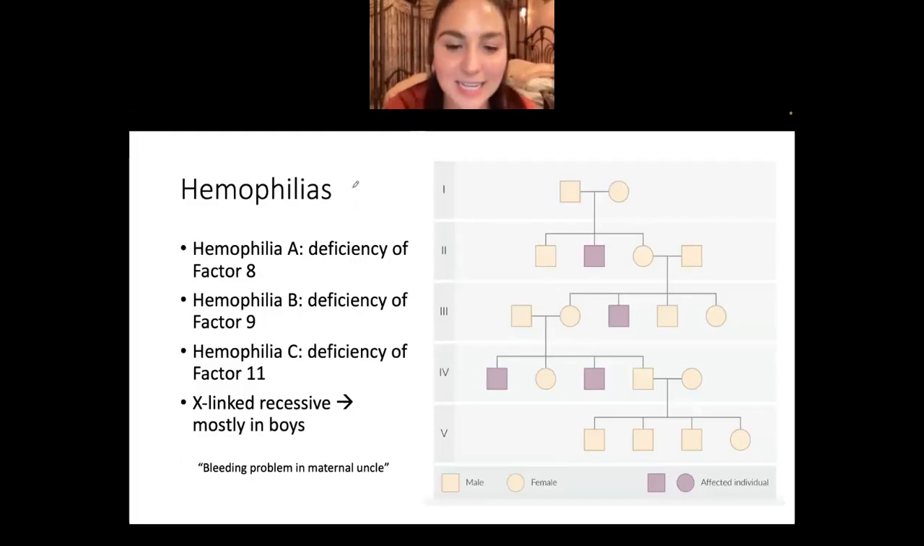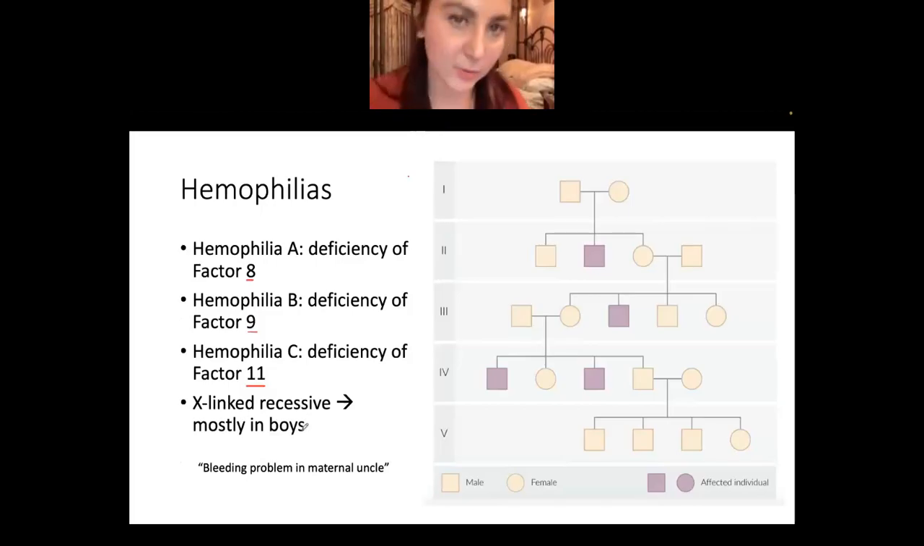All right. And then lastly, we have the hemophilia. So hemophilia, you can have A, B, and C. Definitely know, hemophilia A is a deficiency of factor 8, hemophilia B is a deficiency of factor 9, and hemophilia C is a deficiency of factor 11. All right. So we have 8, 9, and 11. So with this, here's a pedigree. So we love pedigrees. So it's X-linked recessive.